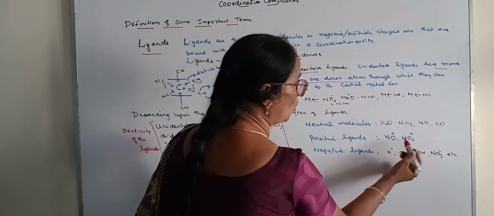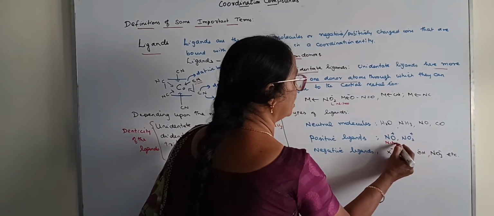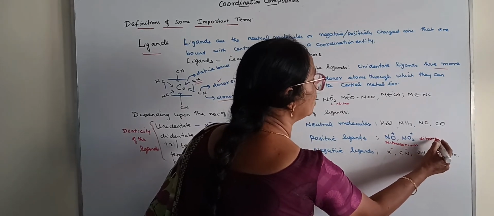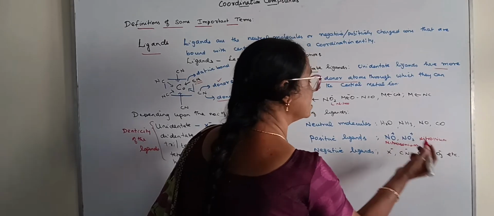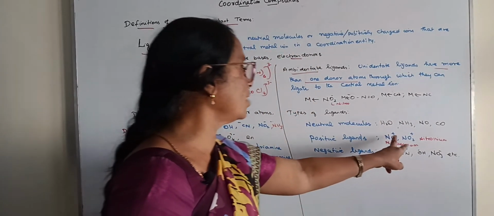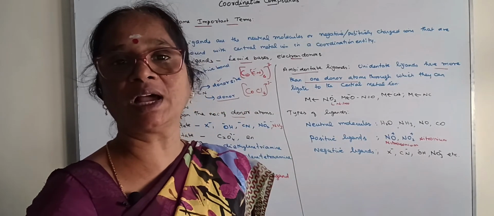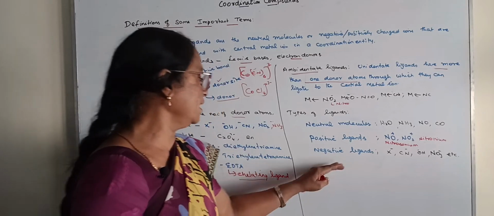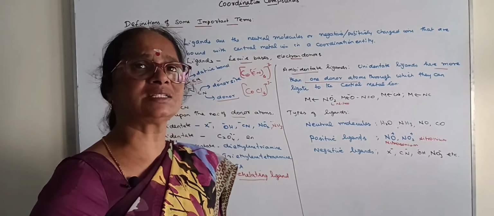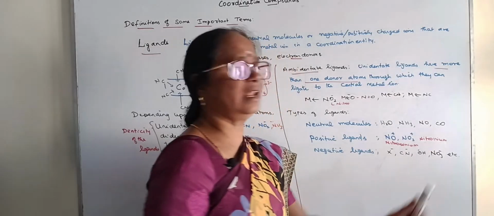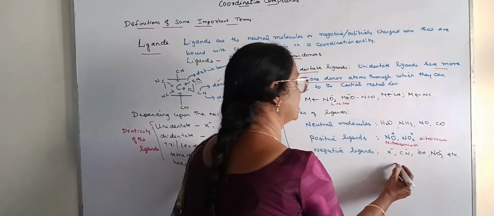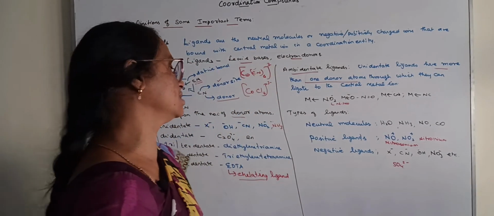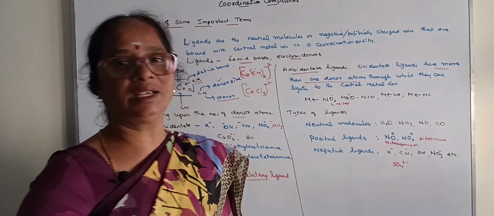Positive ligands: nitronium ion, nitrosonium ion. These have a positive charge and are able to donate an electron pair to the central metal ion. Though they have the positive charge, another atom will have a pair of electrons that will be given to the central metal ion. The next one, negative ligands. Negative ligands may have either a single negative charge or even a di-negative charge like SO4 2-. Such ligands having negative charges are said to be negative ligands.